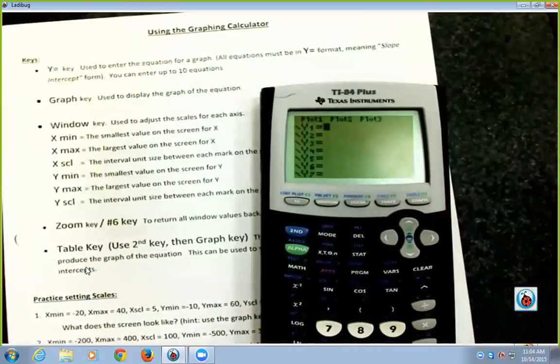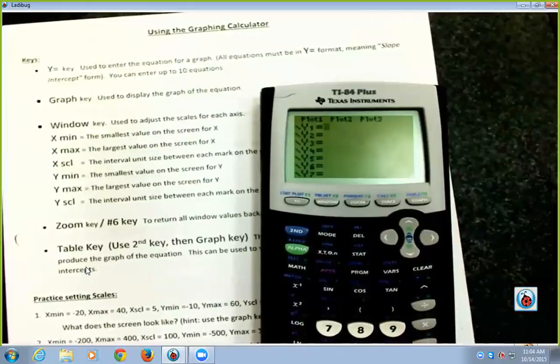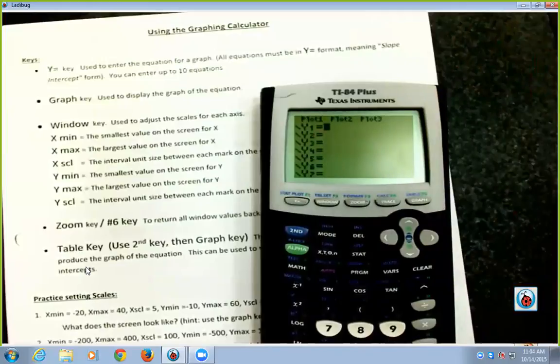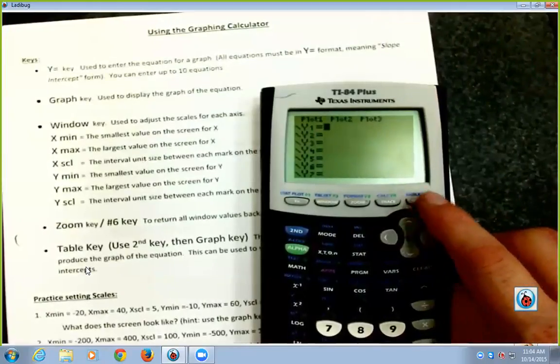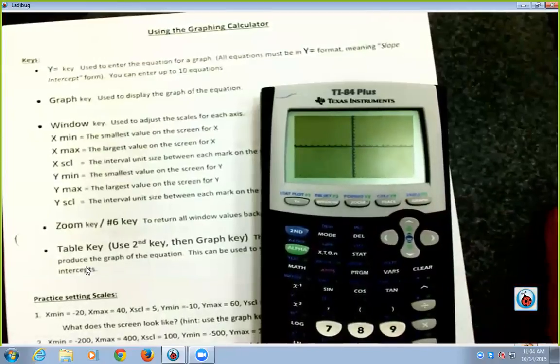The other piece is that everything has to be solved for y. When we did the last section, we solved everything for y. We moved things around and got y all by itself. The reason is, if you're going to use your graphing calculator, it has to be solved for y. Over here is the graph key, and if you hit that key, it's going to give you the grid that we've been graphing on. You shouldn't have anything in there if you cleared everything out, so you should just have your grid.